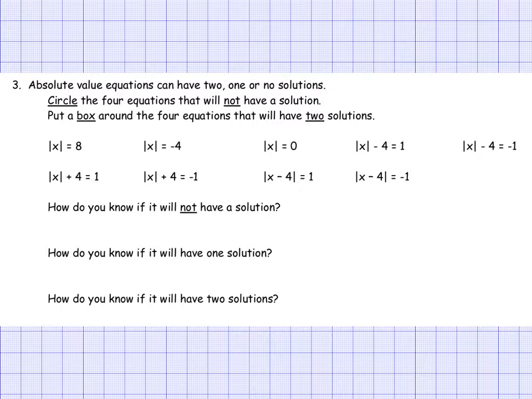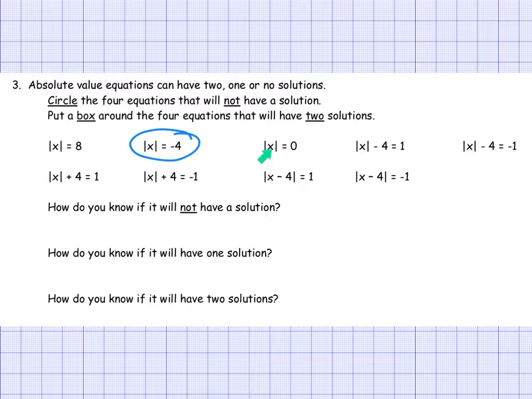So next up, circle all the equations that have no solution, and box all the equations that have 2 solutions. So anything that does not have a solution is going to be a negative once we get the absolute value part alone. So as I'm going across here, that is absolute value equals a positive. This one is absolute value equals a negative. So that one I'm going to circle because that does not have a solution.